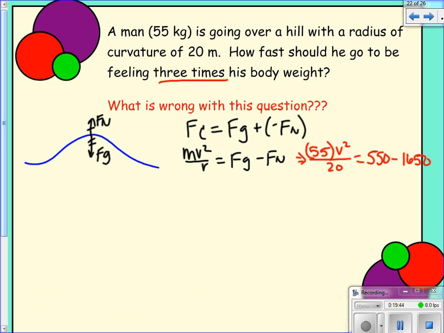Now, right away, I'm hoping some of you notice that when you start simplifying stuff, on the left side you get the 55v squared over 20, but on the right side, 550 minus 1650 is going to give you a negative 1100. At this point, if you take it out to its logical mathematical conclusion, you're going to end up having to take the square root of a negative number, which you cannot do. It's impossible. And so mathematically, you cannot solve this problem because you can't take the square root of a negative and get a real number.